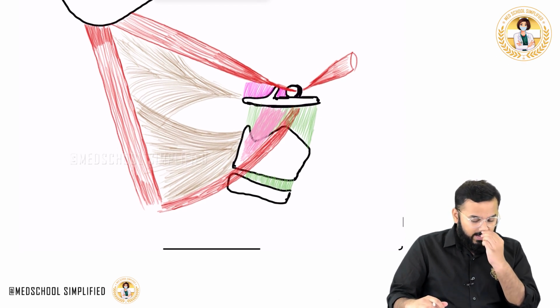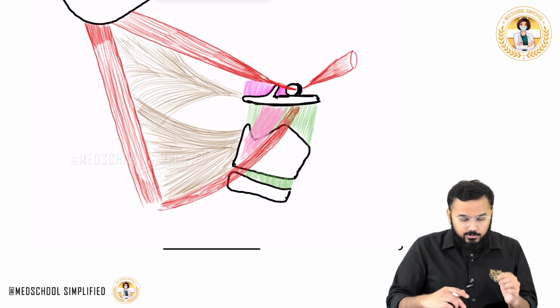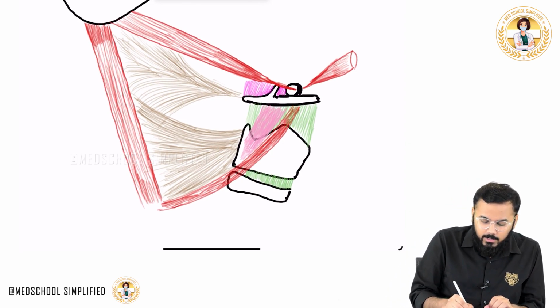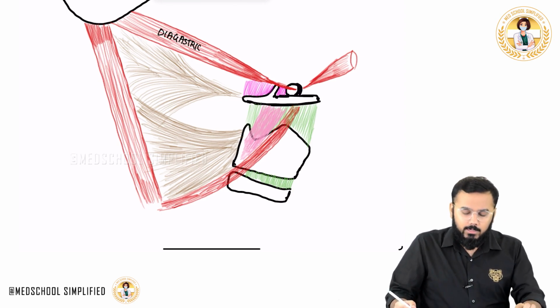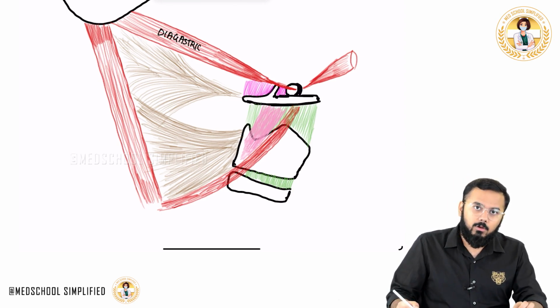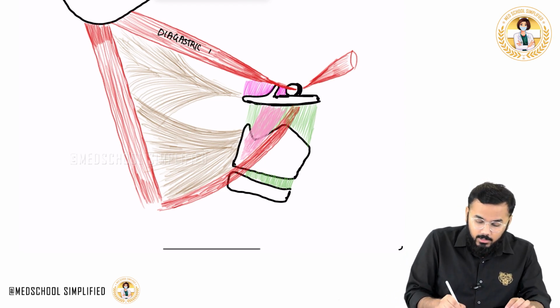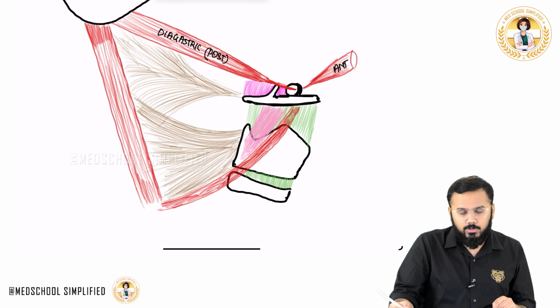Now in this carotid triangle there are three important things. So there are three important red color muscles which you can see over here. This particular muscle which I am drawing over here is called your digastric muscle. So this digastric muscle has two bellies. This particular belly over here is called the posterior belly of your digastric muscle, and this is called the anterior belly of your digastric.